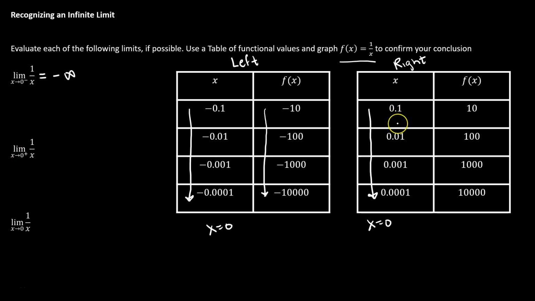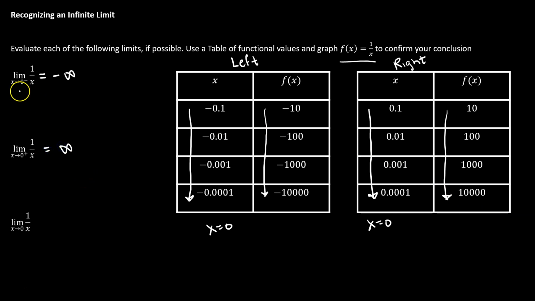And as x is getting closer to 0, our function values are growing without bound to +infinity. So 10 to 100 to 1,000 to 10,000, it just gets bigger and bigger. We know that that limit is going to +infinity.